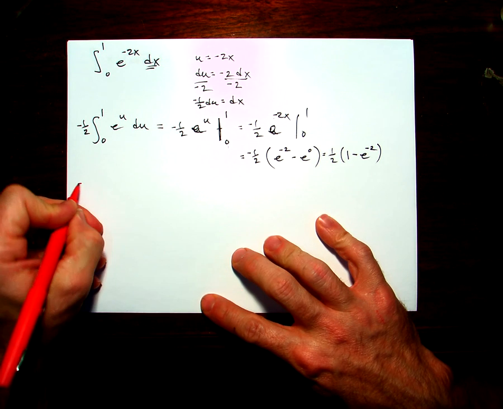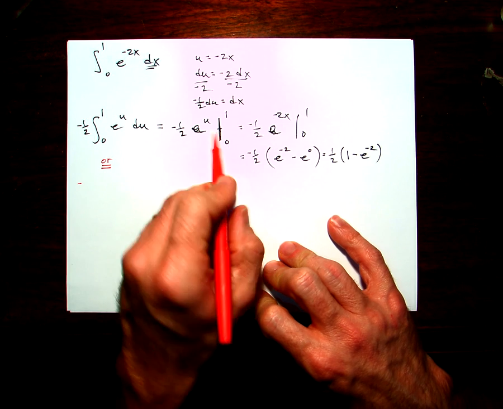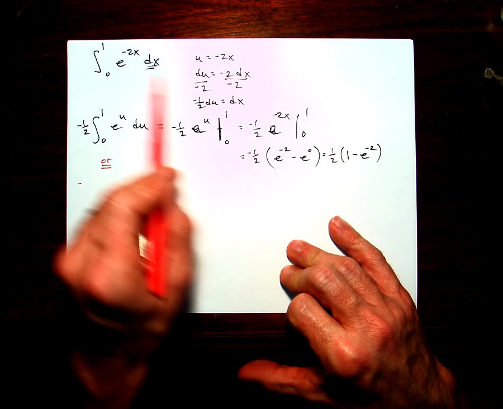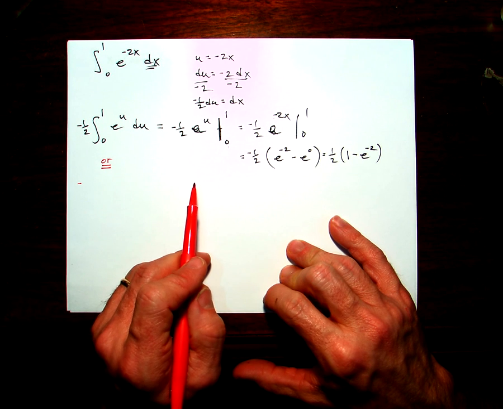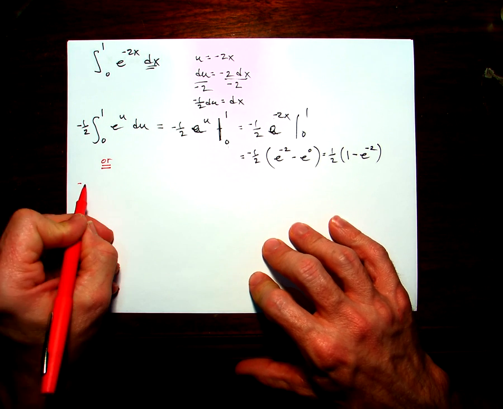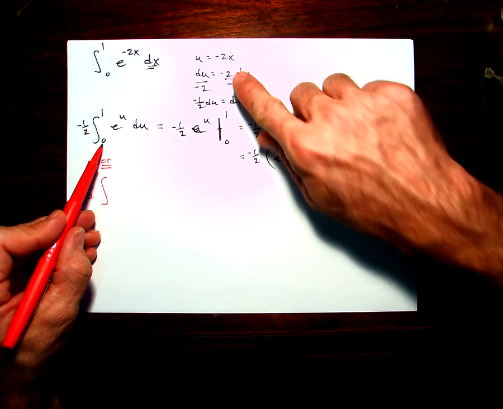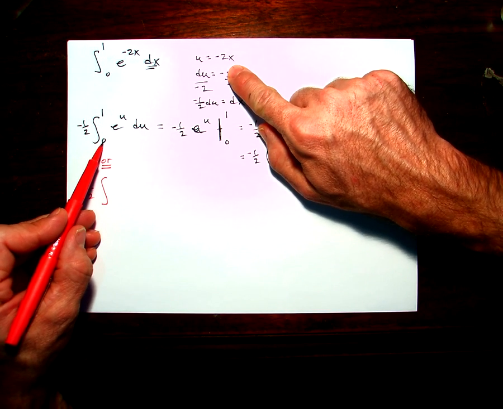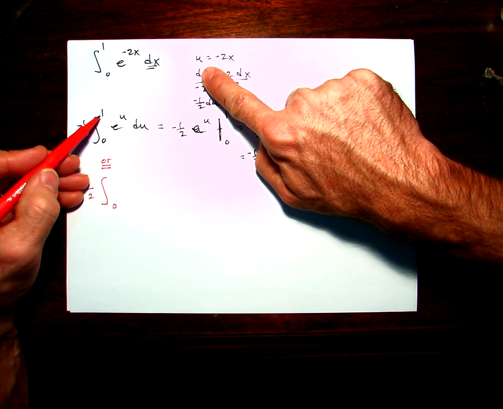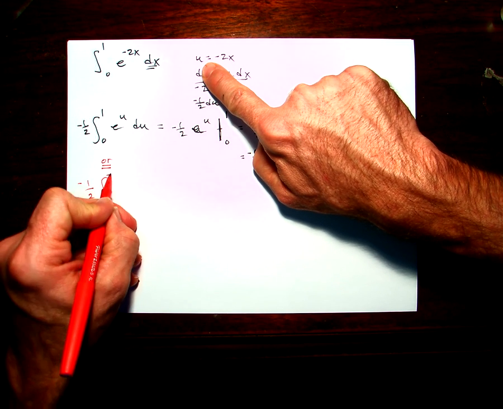So instead of having to go back from u back to x, we can change our limits of integration to be in terms of u, and then we can just evaluate. Let's see that we get the same thing if we do that. So this is negative 1/2, and now if x is 0, then u is 0. So that's going to be my lower bound. And if x is 1, then u is negative 2.